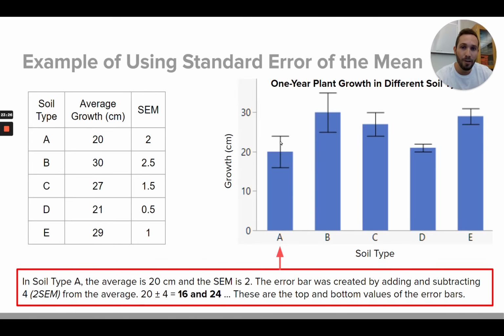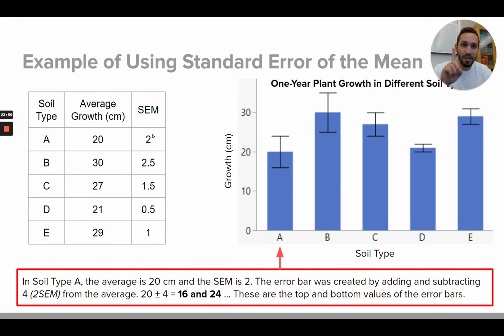The way they got this error bar: you can see the average was 20, so that's why the bar says 20 on average. That was the plant growth for this soil type. Now the error bar, the standard error for this group, was 2. So for all those plants that were given soil type A, the standard error was 2. Someone calculated that. You don't have to worry about it, but it's 2. And what they did to create this error bar on this graph is they took 20 plus 2 standard errors and minus 2 standard errors.